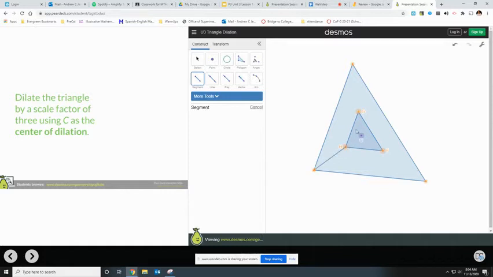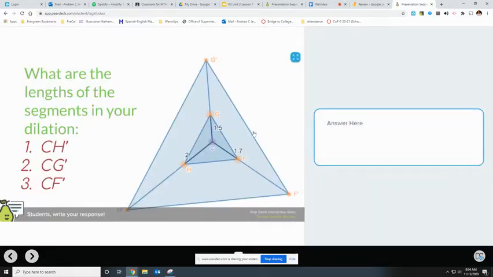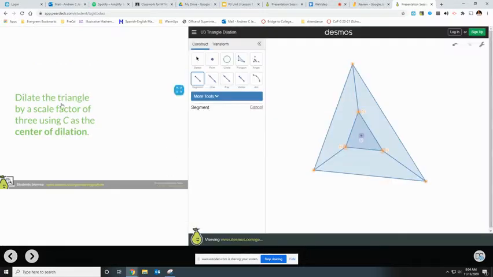And you don't have to do this part. I'm actually just adding this part in just to really articulate what's going on here. So this is the image you end up with, and it should look something like this one right here. Now, what are the lengths of the segments in your dilation? Well, we know it was dilated by a scale factor of 3.